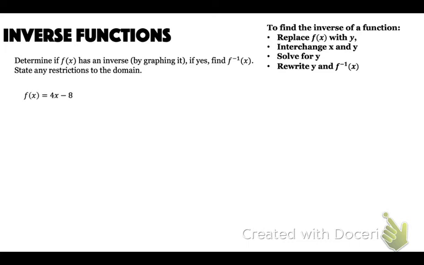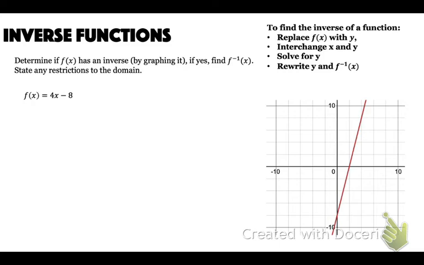So we have f of x equals 4x minus 8. If you have a graphing calculator, just pull it out and do it on there. If not, you can go to Desmos.com. I feel like I've talked about Desmos before, but that's an online graphing calculator. It's great. So then here we have that. This is a one-to-one function. It passes both of those.